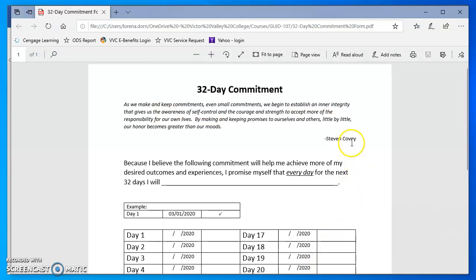So I'm going to read this statement that's on the 32-day commitment form up here because it's really important. As we make and keep commitments, even small commitments, we begin to establish an inner integrity that gives us the awareness of self-control and the courage and strength to accept more of the responsibility for our own lives. By making and keeping promises to ourselves and others, little by little, our honor becomes greater than our moods. And that's the really important part of this 32-day commitment activity.